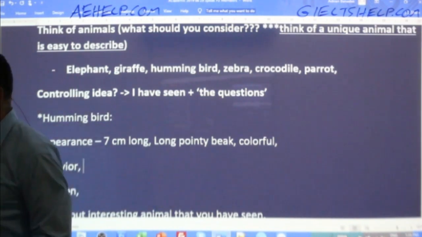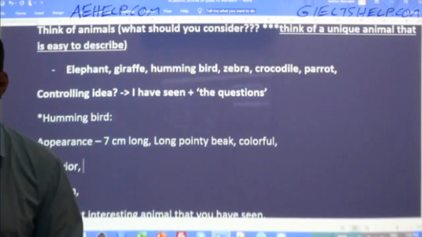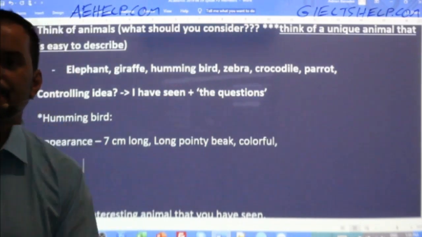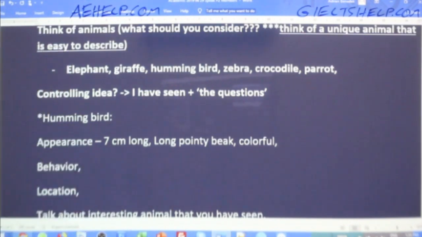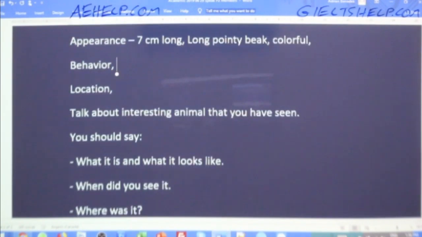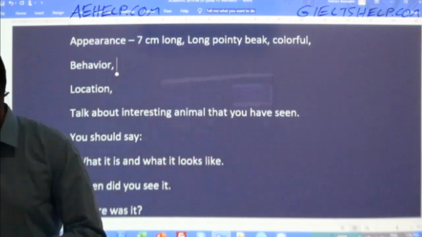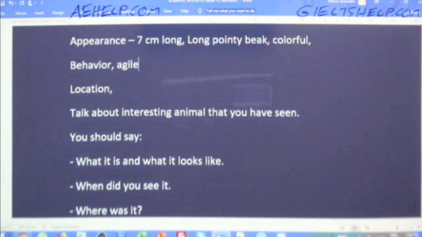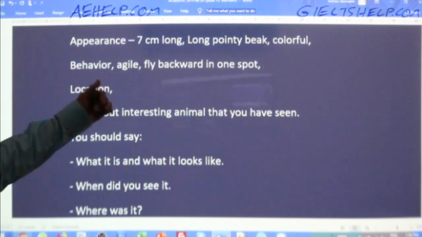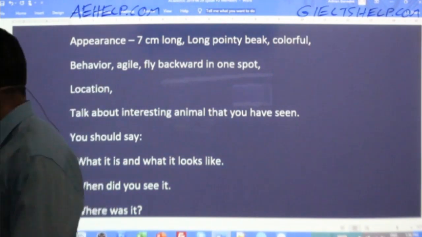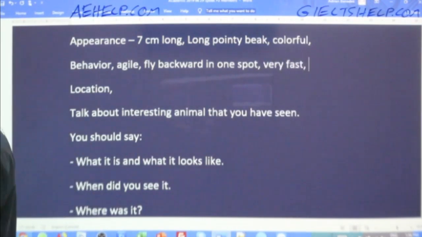What does it actually do? What does the hummingbird do? What's its behavior? It's agile. It can fly backwards. It can fly in one spot. It's very fast. What else?